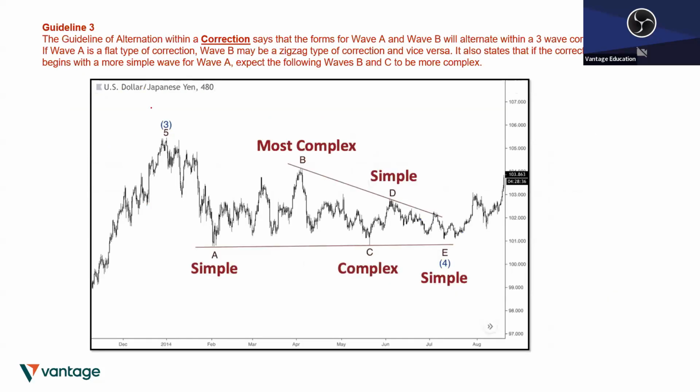Okay, guideline number 3. The alternation within correction says that the form of wave A and wave B will alternate within 3 wave corrections. If wave A is a flat type of correction, wave B may be a zigzag type of correction, and vice versa. This also states that if the correction begins with a more simple wave A, expect wave B and C to be more complex. So if wave A makes a lot of sense, it's very easy to understand, it's doing a very clean ABC, then wave B and wave C are going to be complex.